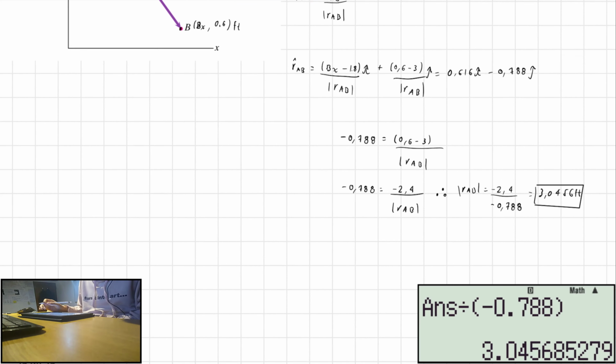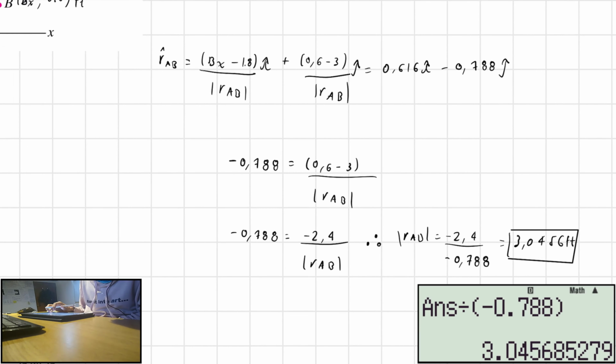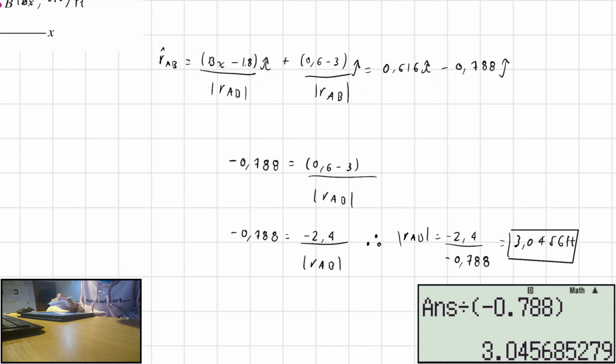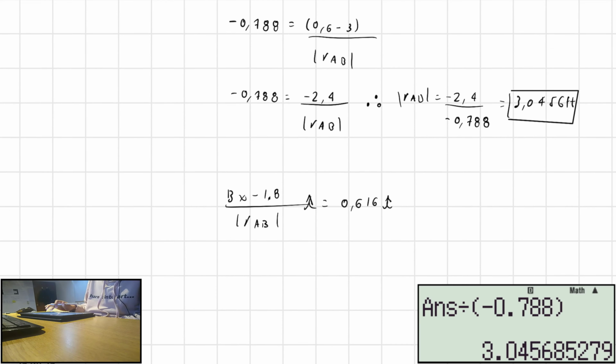Now, I already have the magnitude, so I would be able to just take into consideration this other part of the equation, right? So bx minus 1.8 divided by the magnitude of RAB is going to be equal to 0.616. Both of them are along the I direction.